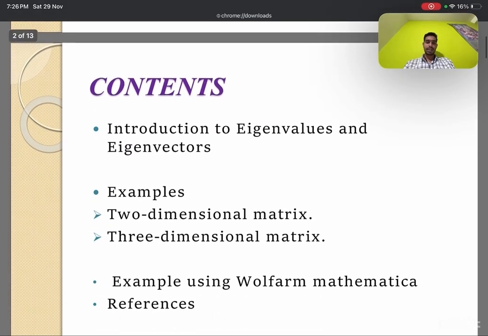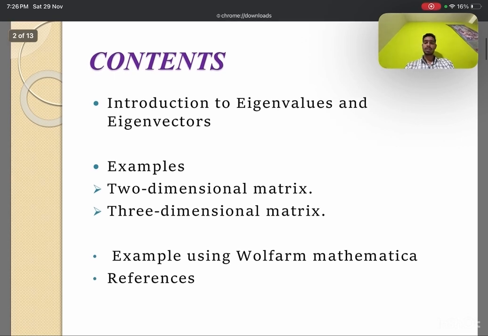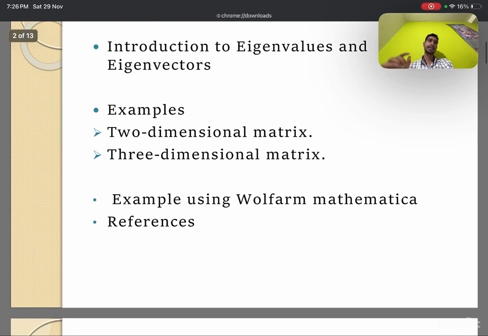Basically, in this video we will discuss the introduction, which I have already given, and what eigenvalues and eigenvectors are. They can be of two types, whether for a two-dimensional matrix or a three-dimensional matrix. Both quantities, eigenvalues and eigenvectors, can also be calculated on Wolfram Mathematica.